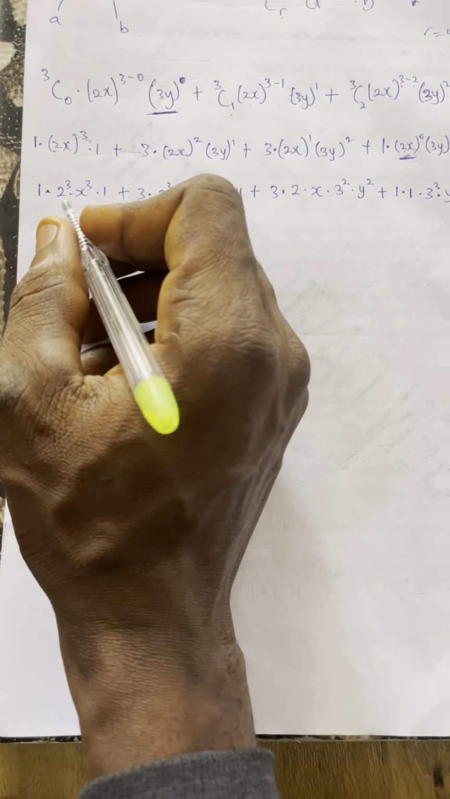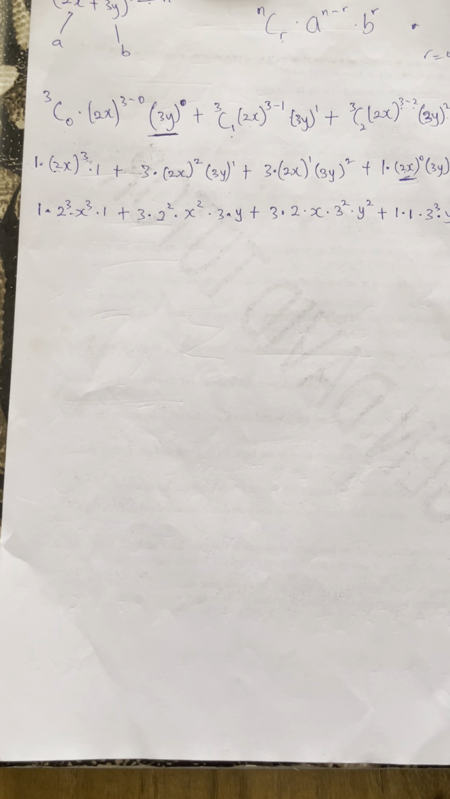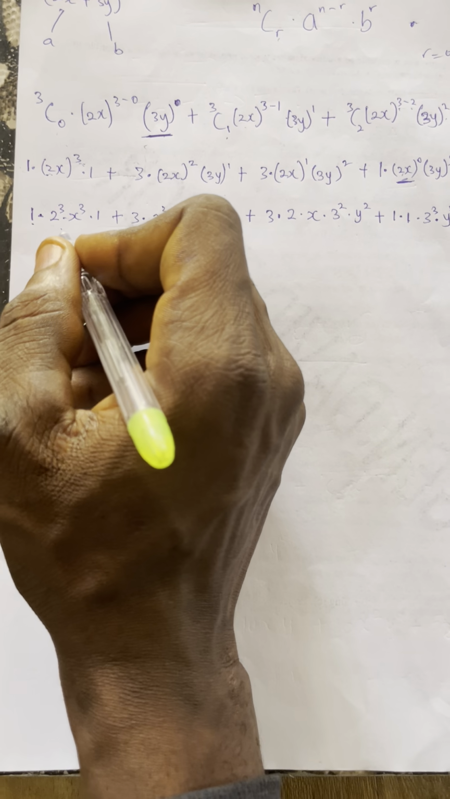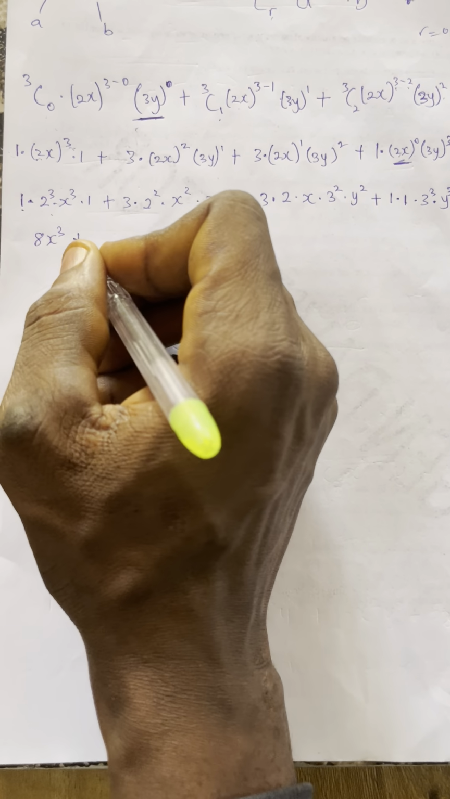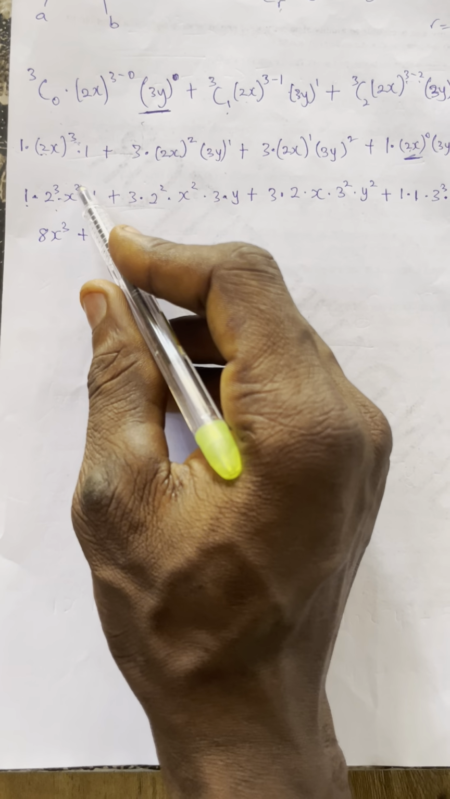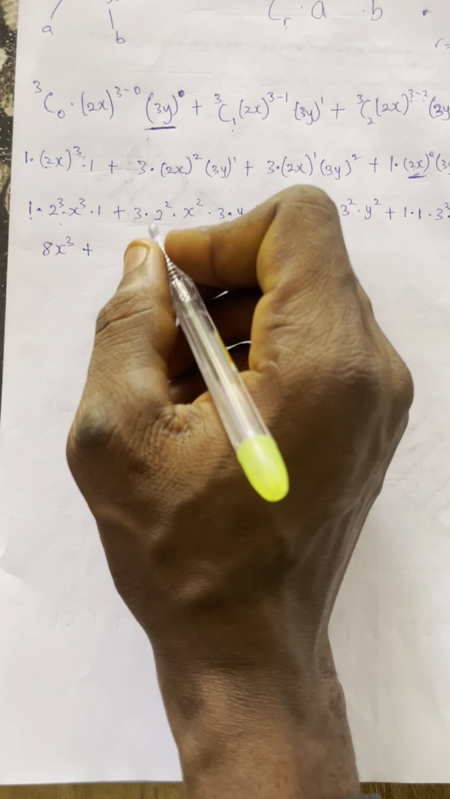Let us start. If we check this, 2 raised power 3 will be equal to 8. So this one is 1 times 8, so we have 8x raised power 3 plus, because x raised power 3 is x raised power 3. This one is 1, so that's 1 times 1, that's 1.